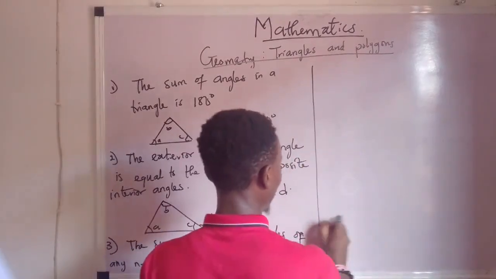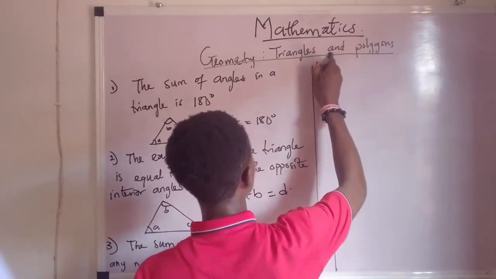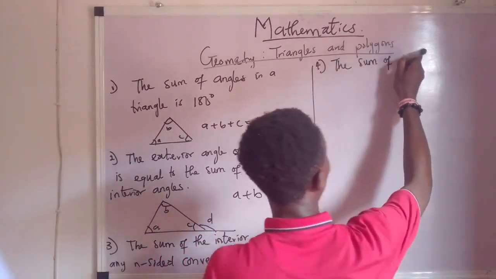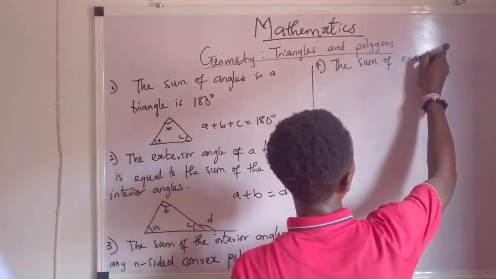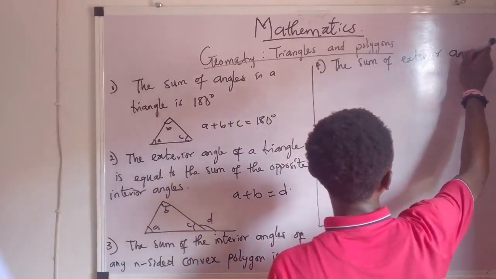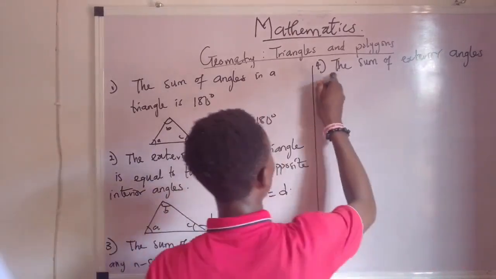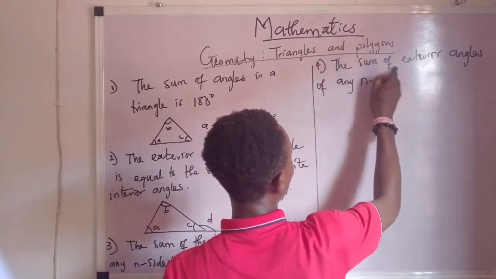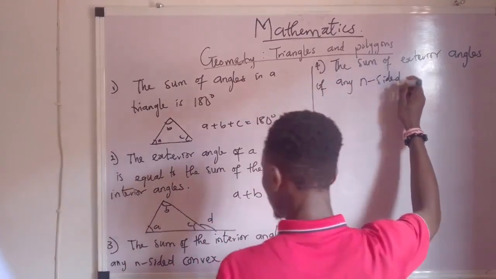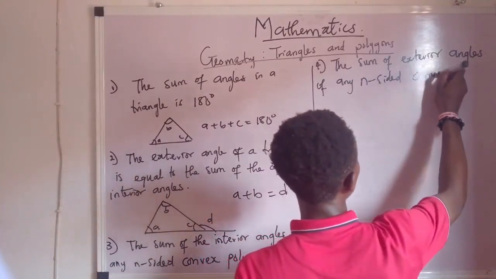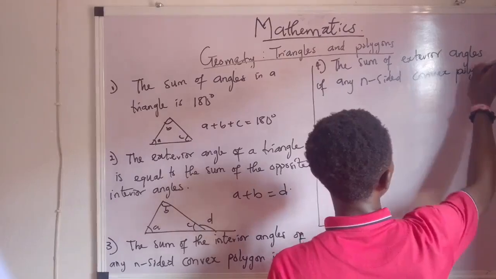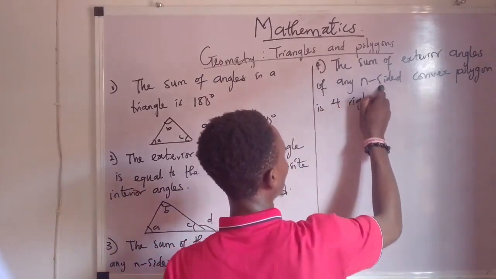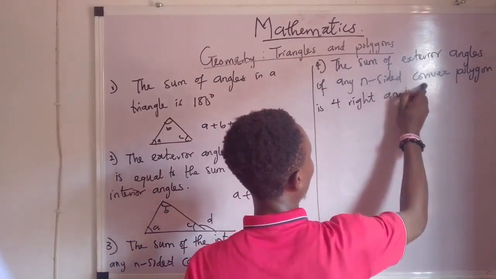There's also another law for the exterior angles of a convex polygon, and that one states that the sum of exterior angles of any n-sided convex polygon is 4 right angles.